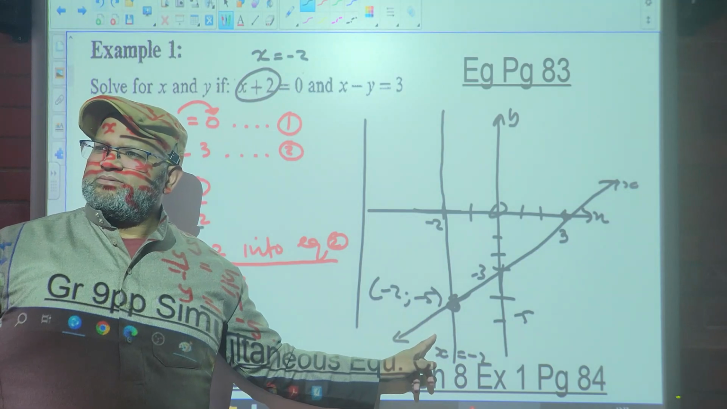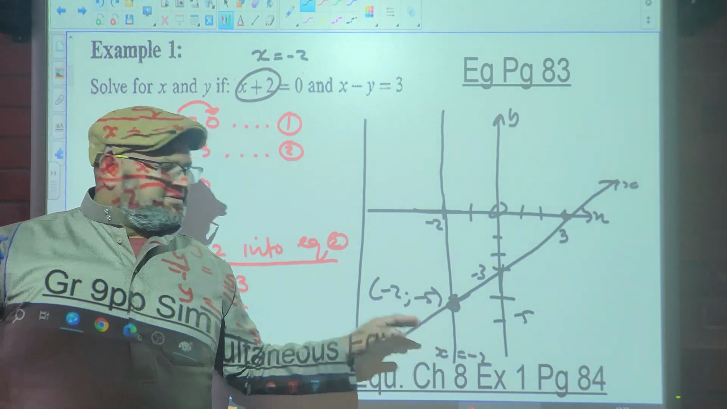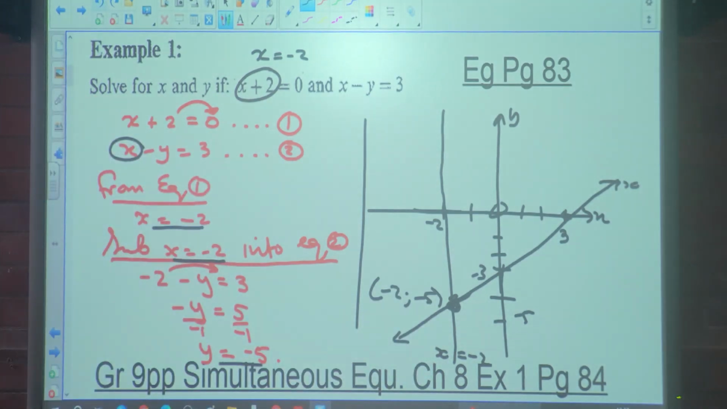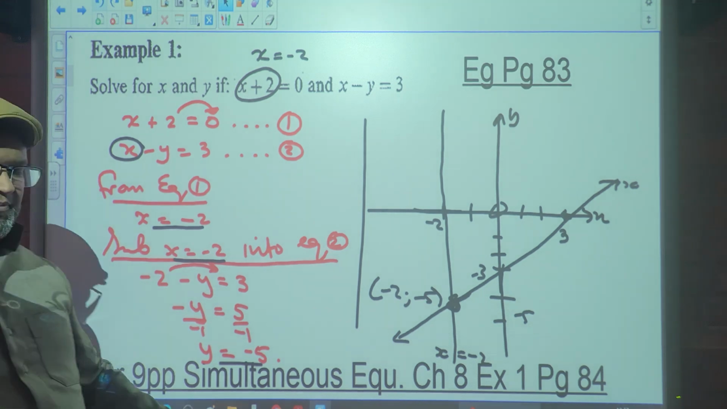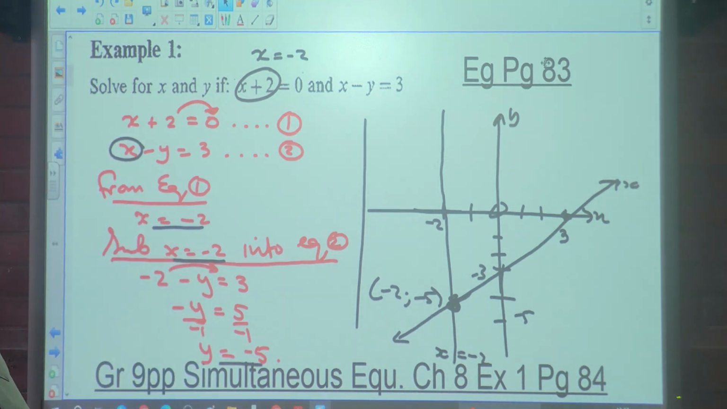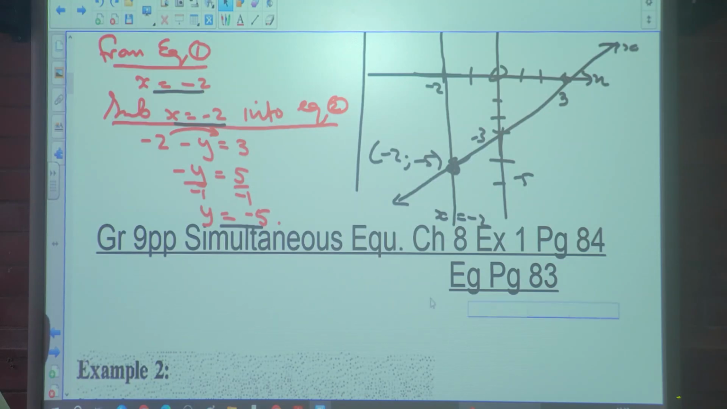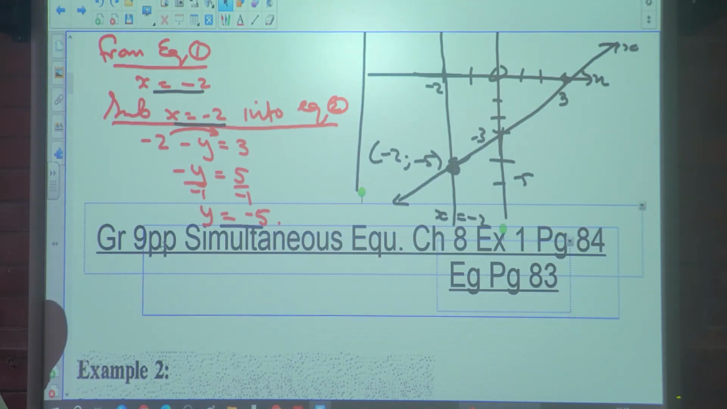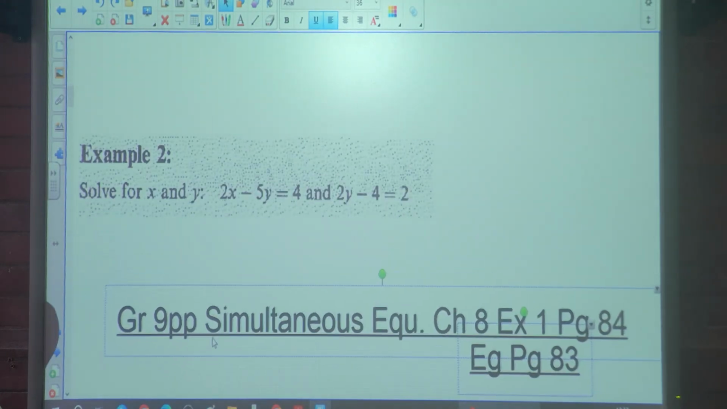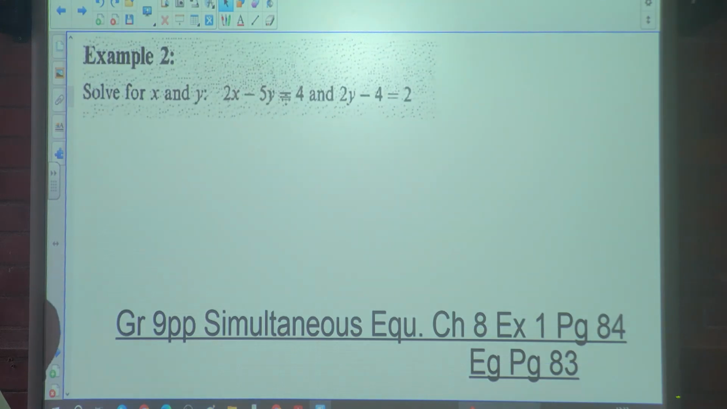Does it make sense, people? No? But don't forget, I will show you in the next graph, in the next equation, the same thing, where it intersects. Okay? So to calculate the points of intersection, or where the graphs meet, is also the simultaneous equations that need to be done there. Okay. Let's go to number 2.